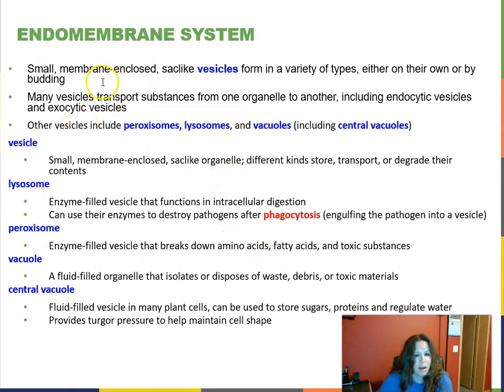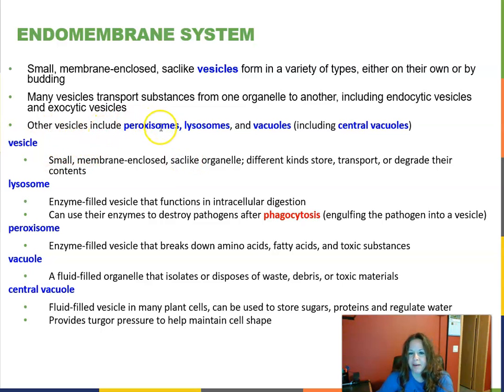So speaking of vesicles, those are small membrane enclosed sac-like vesicles that have different types. A lot of them can bud off of the Golgi, and they can transport things from one organelle to the next, or to the plasma membrane to go out of the cell or somewhere else.